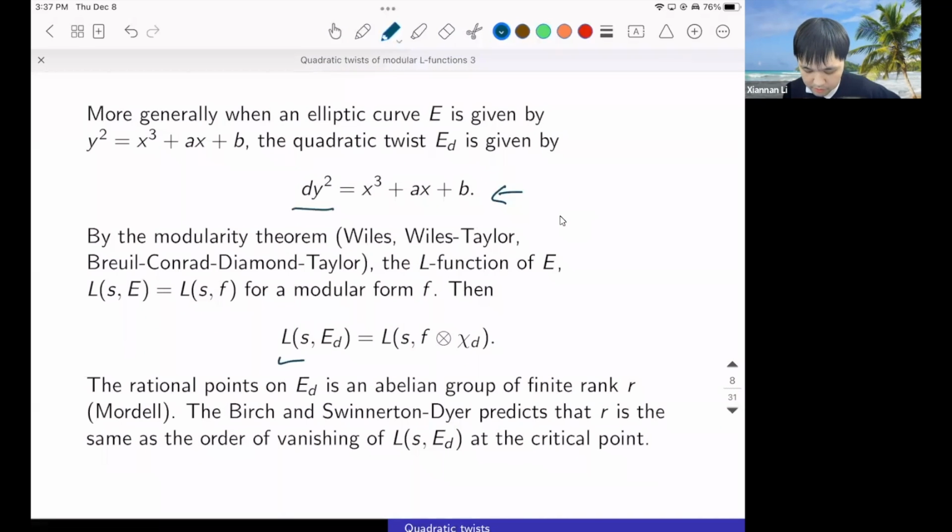and then the L function attached to the quadratic twist of the elliptic curve, E sub D, is precisely the type of object that we talked about in the first two slides. Okay, it's this type of quadratic twist of a modular L function.